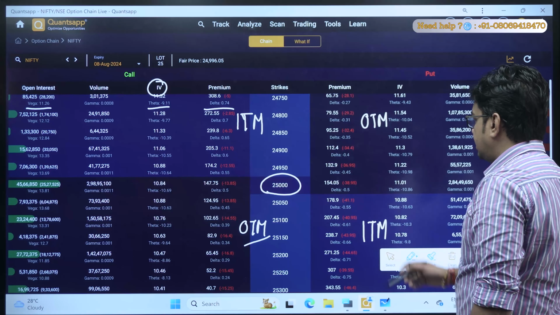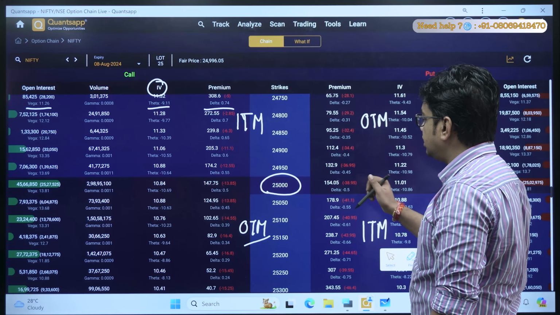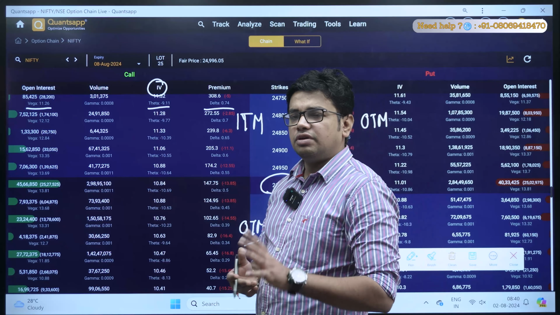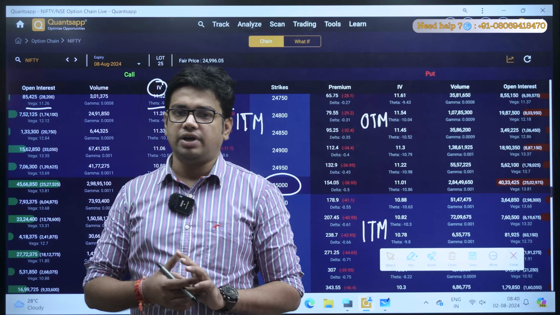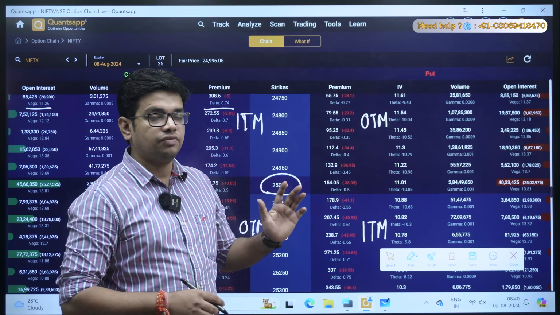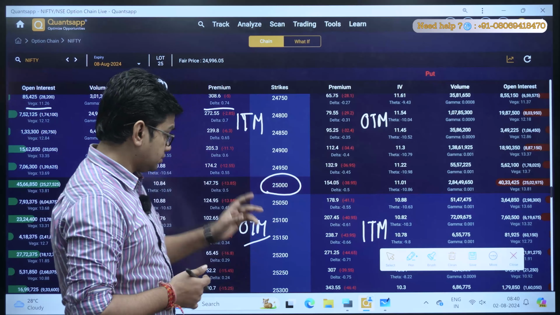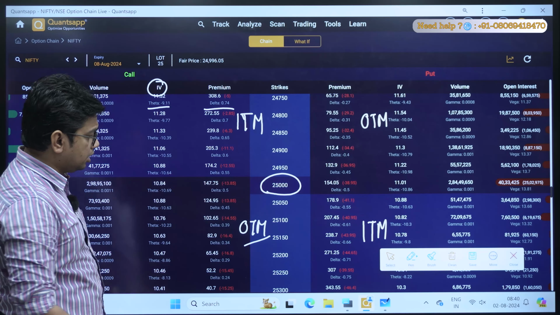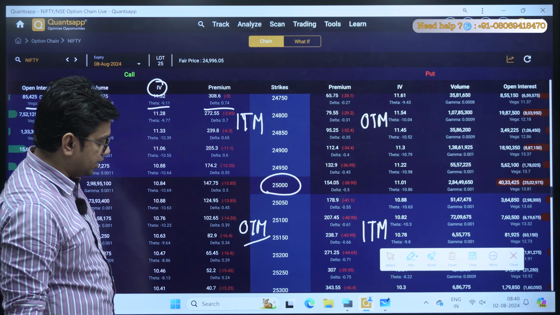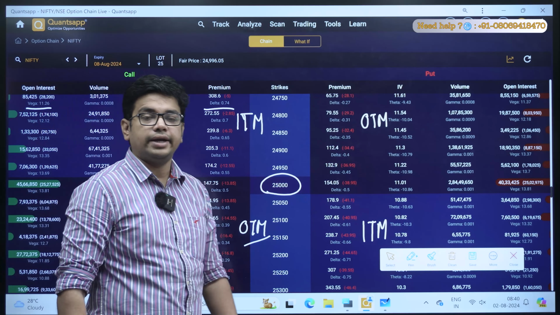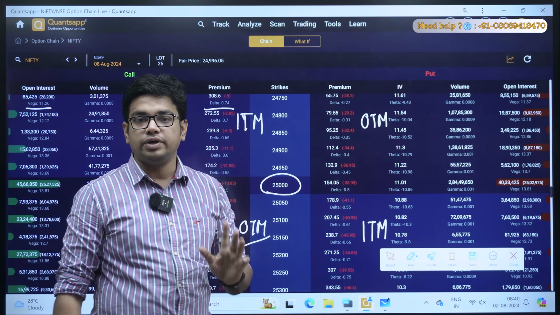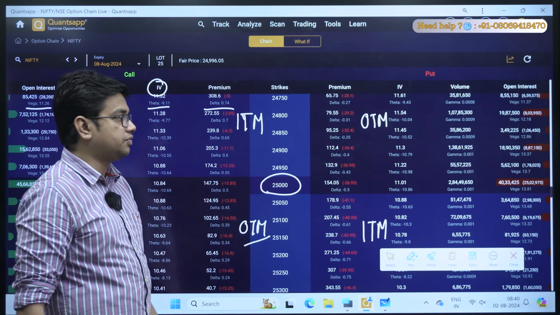You can see the delta at the ATM of the call option will be near 0.5. That means if the Nifty moves 100 points, the option will move 50 points. If you go to the OTM level, you can see the delta is decreasing. At 25,050, the delta is 0.24. That means if the Nifty moves 100 points, it will give you only 24 to 25 points.